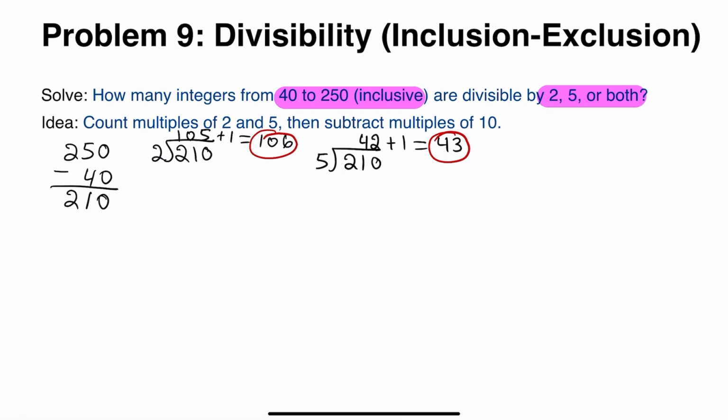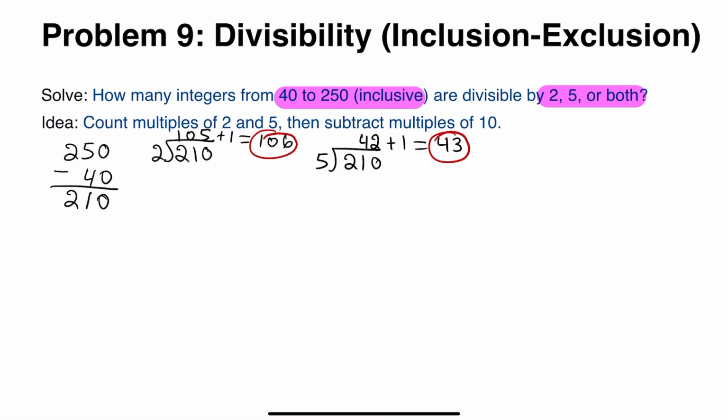Now I want to ask you a question. If we add 106 and 43, did we double count anything? Well, yes, numbers divisible by both 2 and 5, which means multiples of 10. What this means is that we have to subtract the overlap, or multiples of 10, and we know that the least common multiple for 2 and 5 is 10.